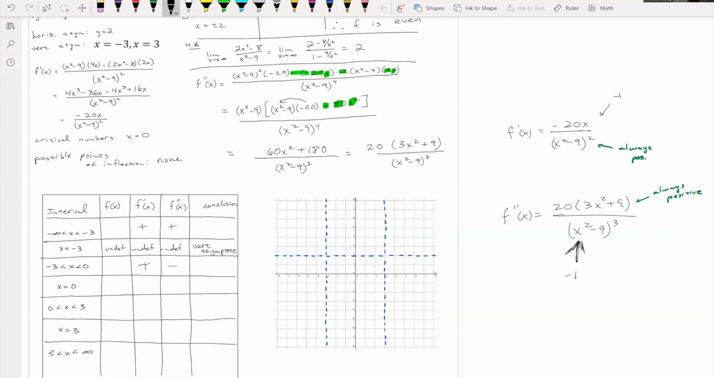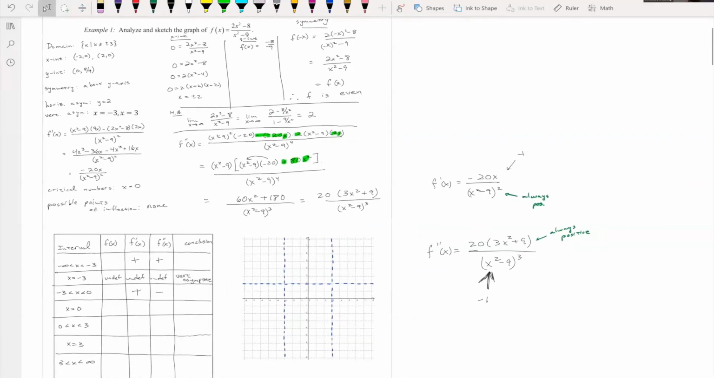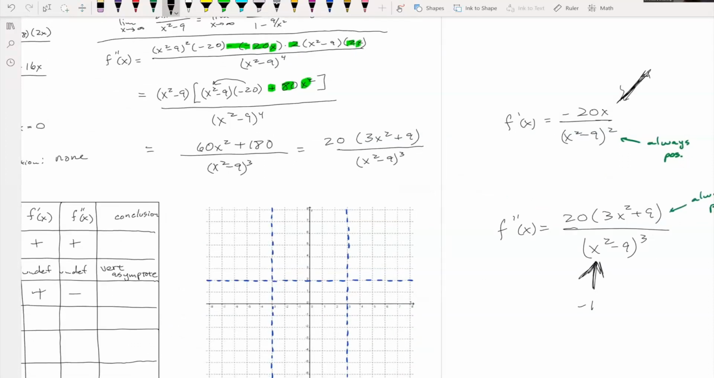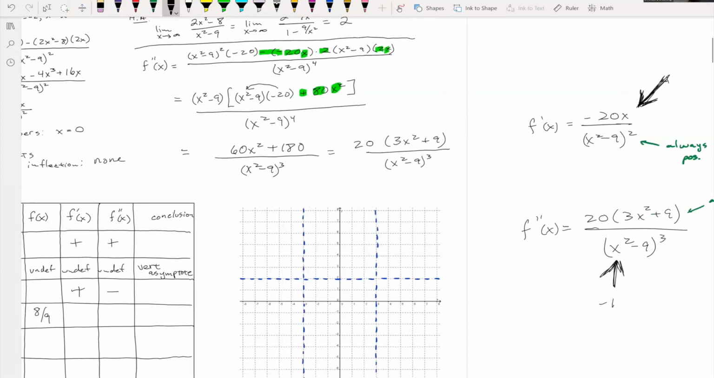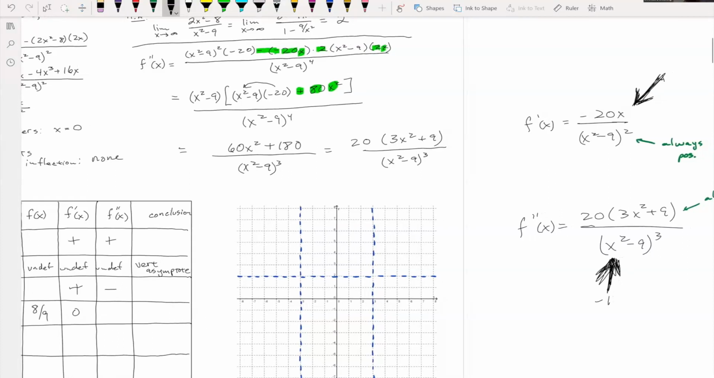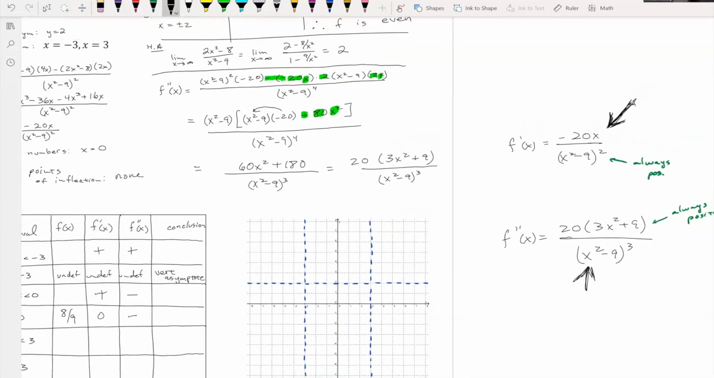At x equals 0, we saw from above that that's our y-intercept, 8/9. F prime at 0, if I plug in 0 over here, I'm going to get 0 in the numerator and positive in the denominator, so that will be 0. And then if I plug in 0 over here, I'm going to have, again, a positive divided by a negative, which is negative.